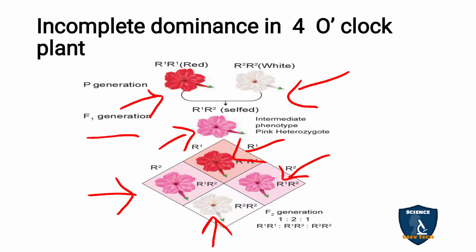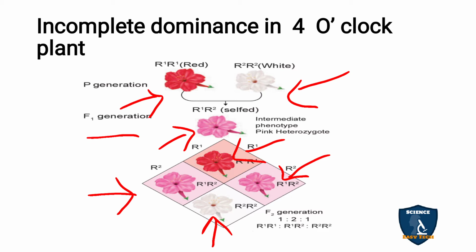That is 1 red is to 2 pink is to 1 white. That is 1 R1R1 is to 2 R1R2 is to 1 R2R2. This is the ratio, 1 is to 2 is to 1. That is 1 red is to 2 pink is to 1 white that appeared.